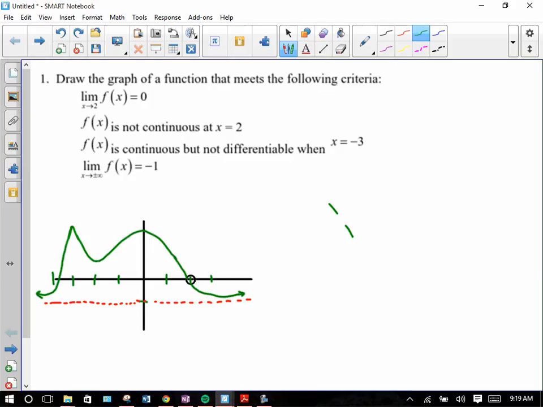And then you double check. You ask yourself, does my limit as x approaches 2 of this function equal 0? Yes, it is approaching 0 that way. Is f of x not continuous at x equals 2? Definitely not continuous because there's a hole. Okay? f of x is continuous but not differentiable when x equals -3. Definitely continuous, but not differentiable because it's a corner. And do my limits as x approaches positive or negative infinity of f of x equal -1? Yes.